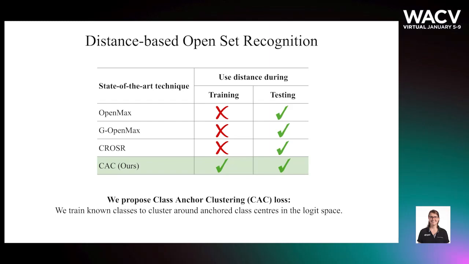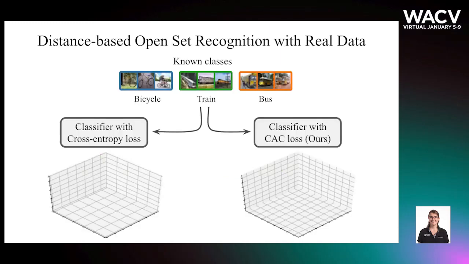Of these state-of-the-art distance-based techniques, our work is the first to train with a distance loss when also using distance during testing. To demonstrate the importance of this, we show this example where we train a network to classify the CIFAR-100 bicycle, train, and bus classes. On the left, we will show the logit space of a network trained with cross-entropy loss. On the right, we will show a network trained with our proposed class anchor clustering loss.